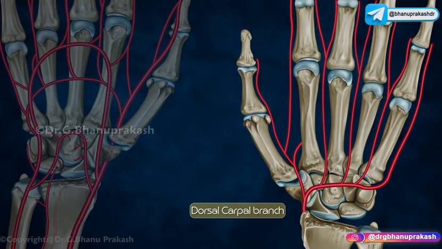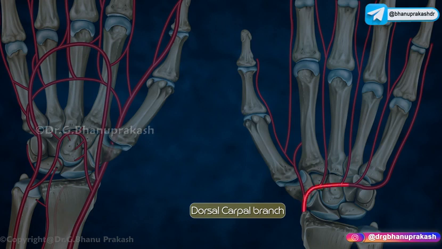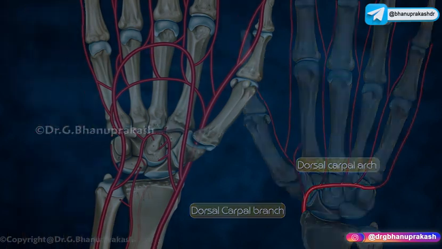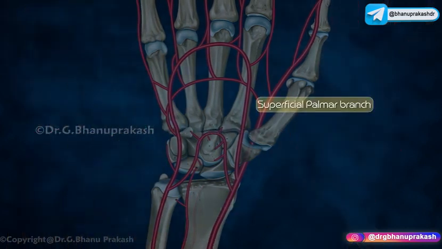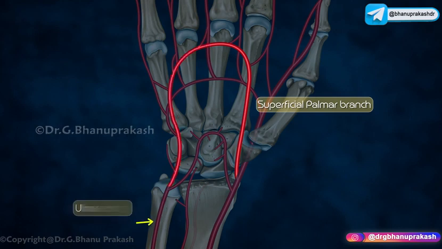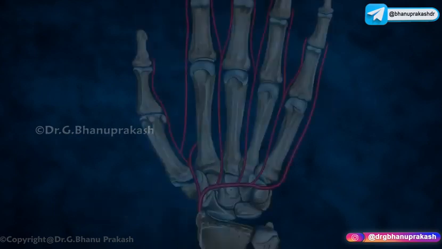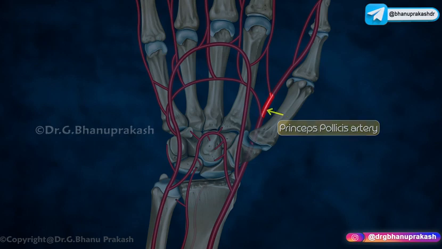Dorsal carpal branch anastomoses with the ulnar dorsal carpal branch to form the dorsal carpal arch. Superficial palmar branch passes superficial to the flexor retinaculum and joins with the ulnar artery to form the superficial palmar arch. First dorsal metacarpal artery, princeps pollicis artery.